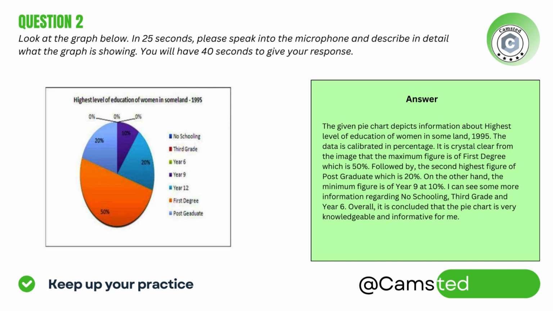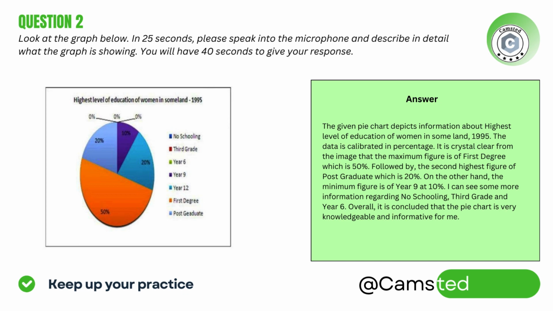The given pie chart depicts information about highest level of education of women in some land, 1995. The data is calibrated in percentage. It is crystal clear from the image that the maximum figure is of first degree, which is 50%, followed by the second highest figure of postgraduate, which is 20%.